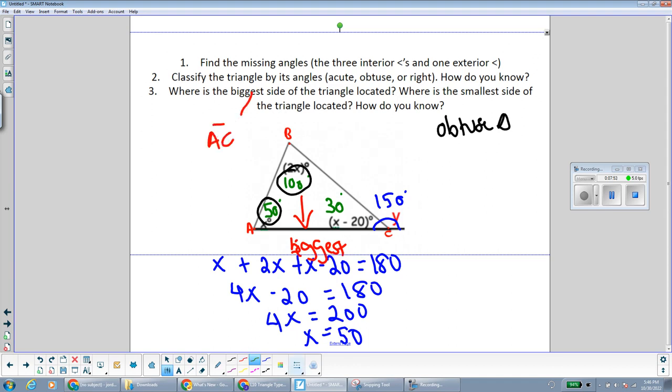And the smallest side would be opposite from the smallest angle. The smallest angle is the 30-degree angle. So the smallest side would be across from the smallest angle. So that's side BA or AB. And we've answered all the questions here.